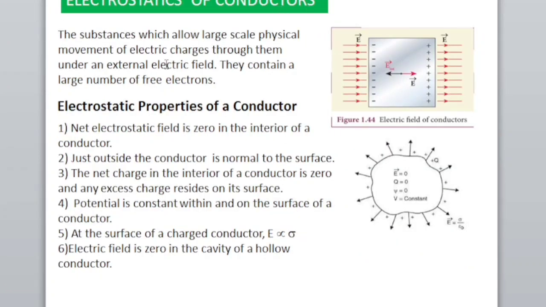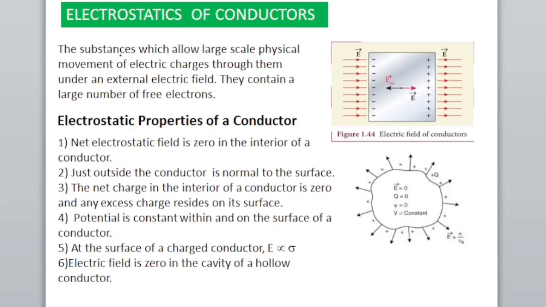Next, electrostatics of conductor. These are those substances which allow large-scale physical movement of electric charges through them under an external electric field, and they contain a large number of free electrons. There are some electrostatic properties of a conductor. Net electrostatic field is zero in the interior of a conductor.